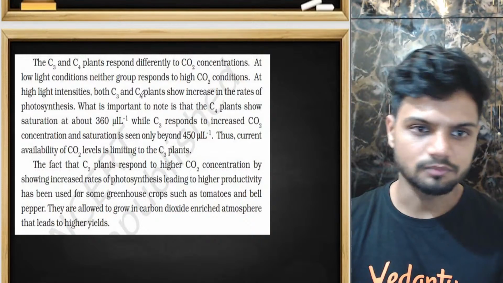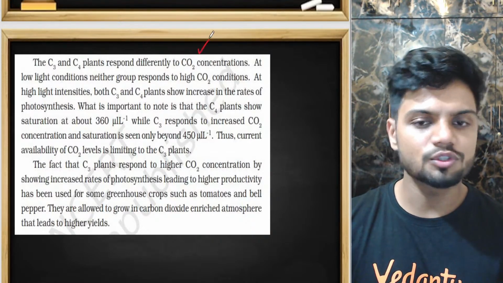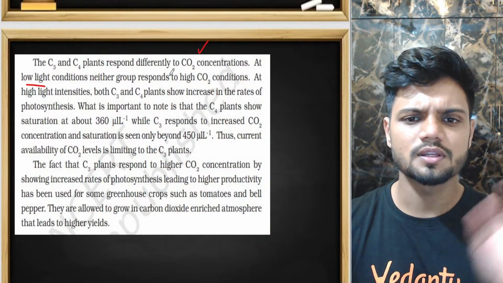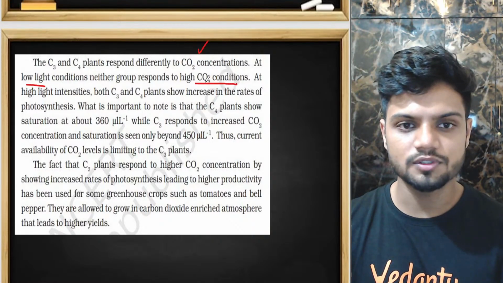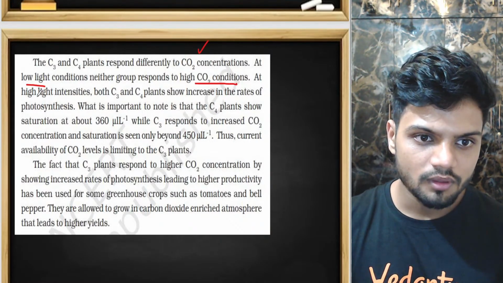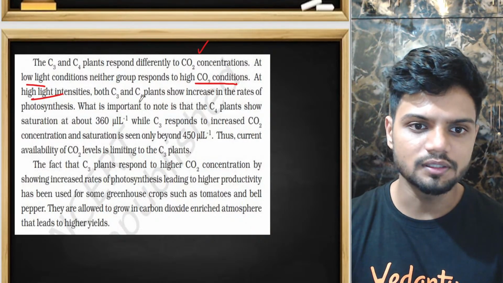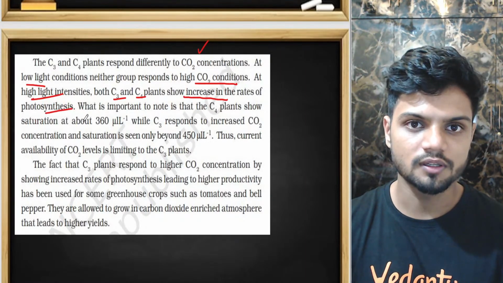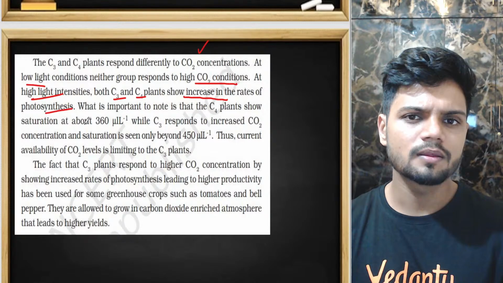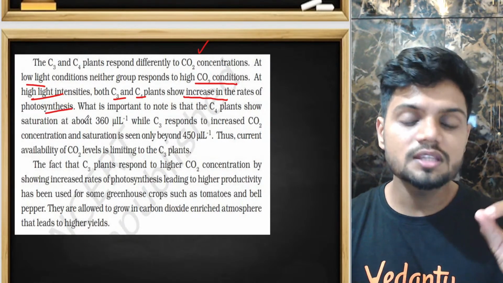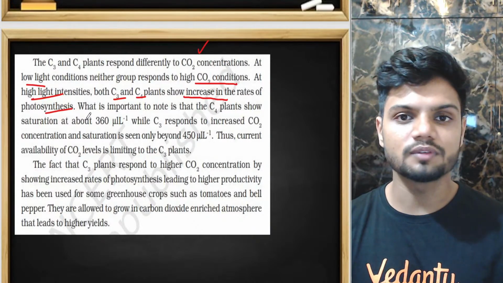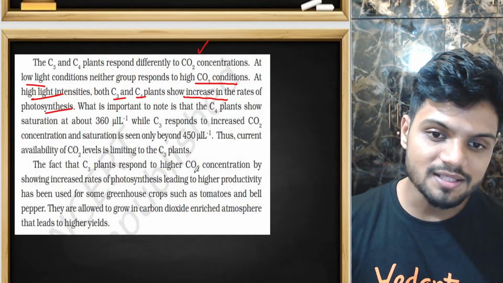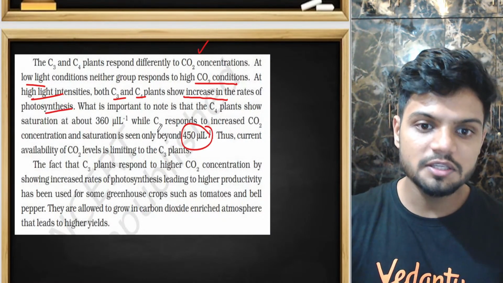Now, I'll tell you one more concept. C3 plants and C4 plants respond differently to CO2 concentration, obviously. In low light, there is not very much difference. But in high light, where light is not a limiting factor, both C3 and C4 plants show an increased rate of photosynthesis. Obviously, all of you understood that. But the interesting thing to note here is, compared to C4, C3 has a higher saturation. What is the meaning of that? Compared to C4, C3 plants can take more CO2. See here, C3 plants have a saturation beyond C4.